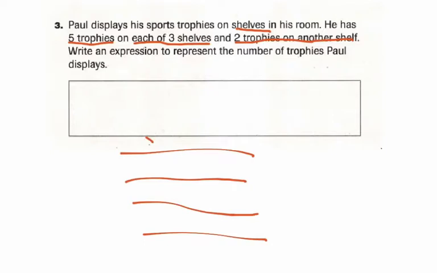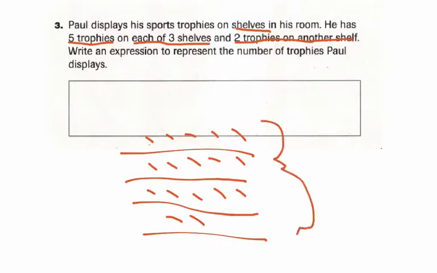So he's going to have 5 trophies on 3 shelves and 2 trophies on the next shelf. So this pretty much outlines the expression that you're going to do. You're going to do 3 times 5, and then you're going to add 2 to that to solve your problem. The answer being 17 trophies in all.